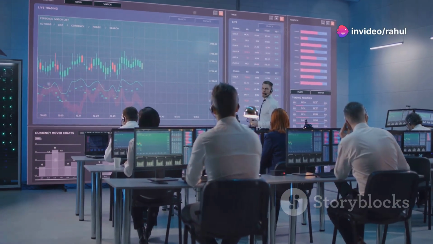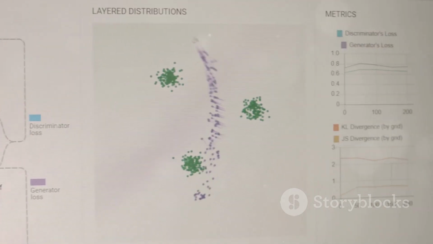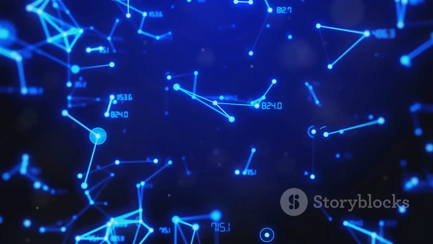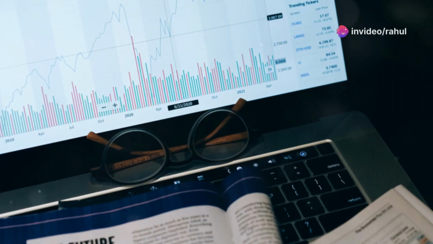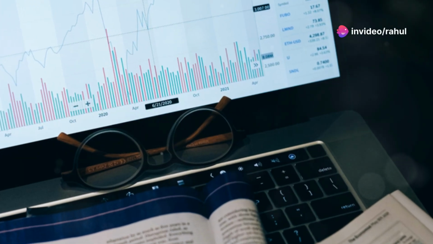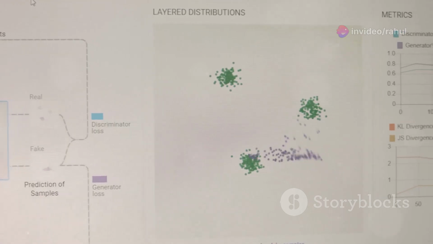K-means is a popular clustering algorithm. It partitions the data into K clusters based on similarity. Each data point belongs to the cluster with the nearest mean. This technique is useful for customer segmentation and image compression. It helps in grouping similar items together.